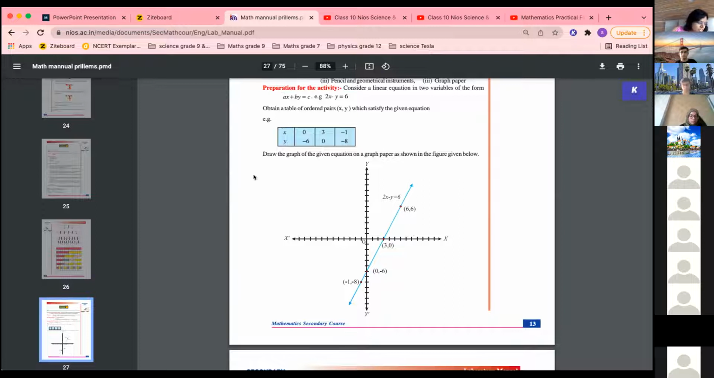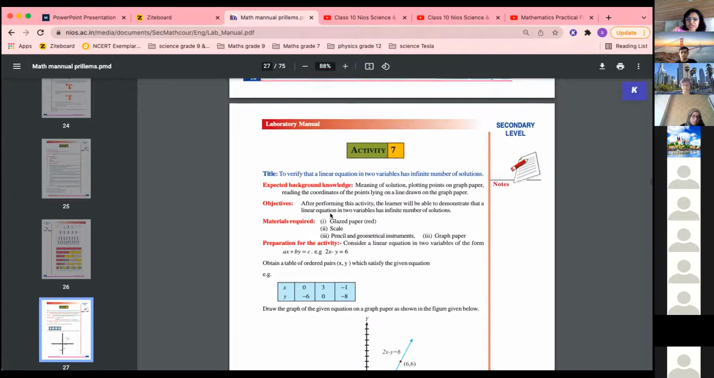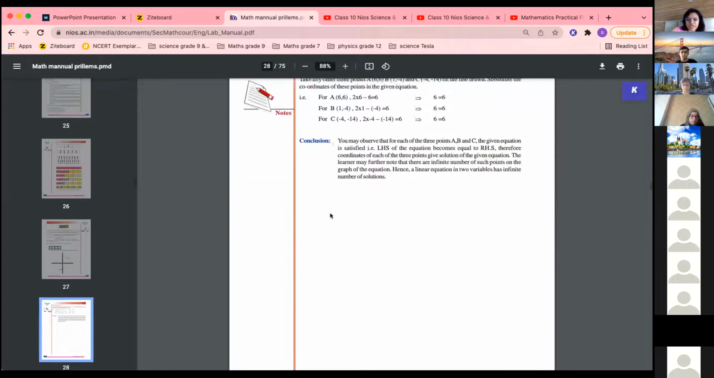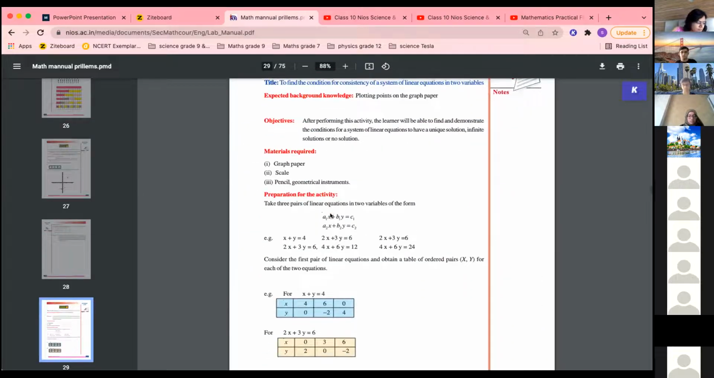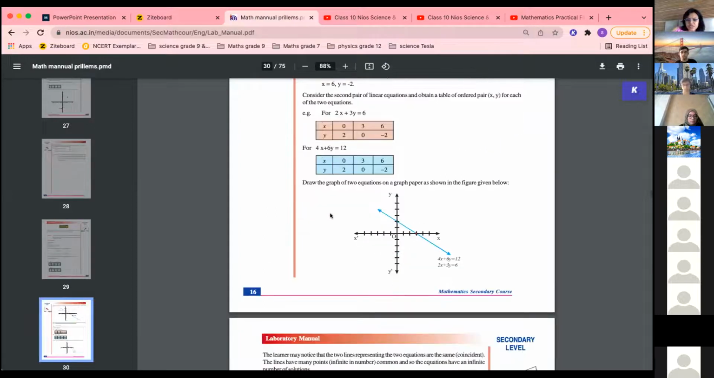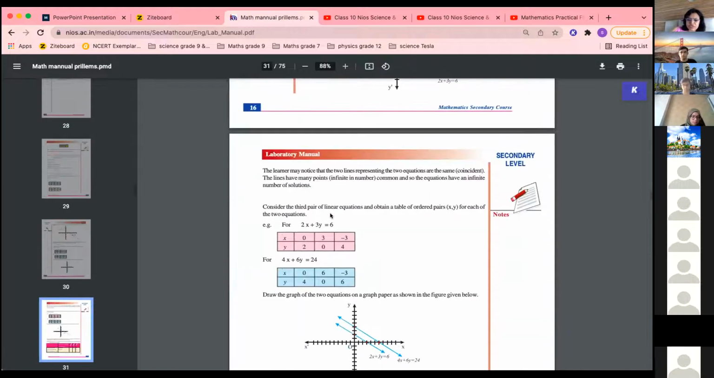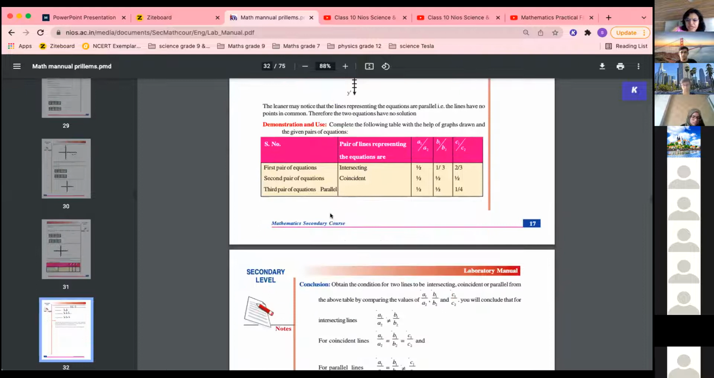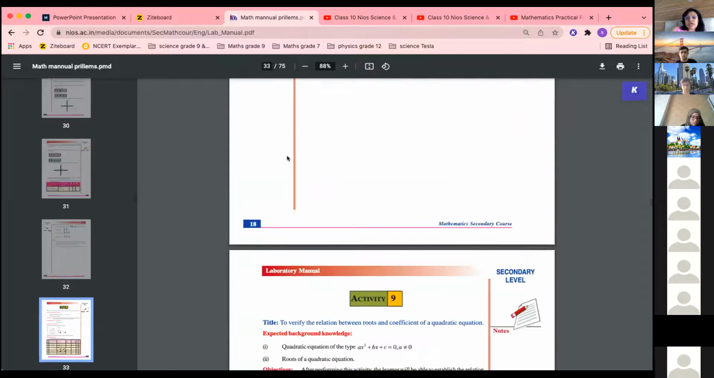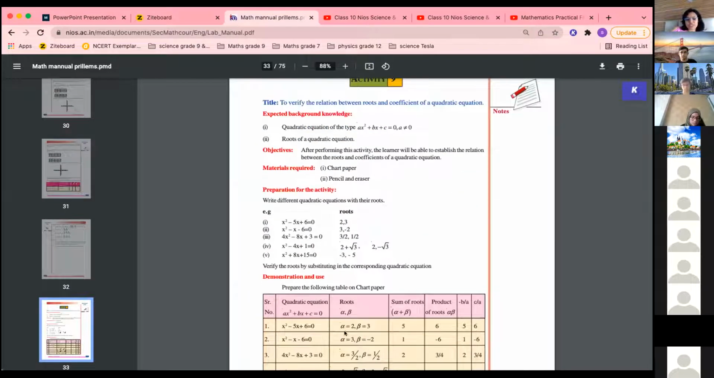So how many experiments done till now? 1, 2, 5, 7, and this is 1, 2, 5, 7. So 4 done. After 7, the 9th experiment, because this is also a straight line, so we'll not do that. 9th is what? Quadratic equation. So simply just copy it.